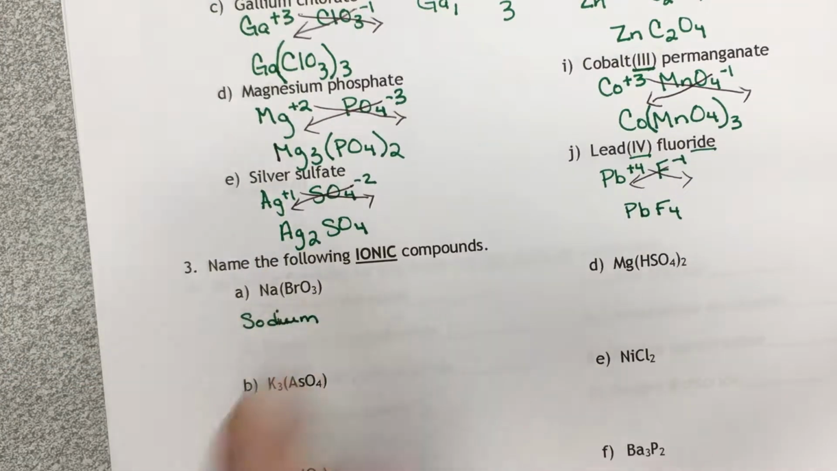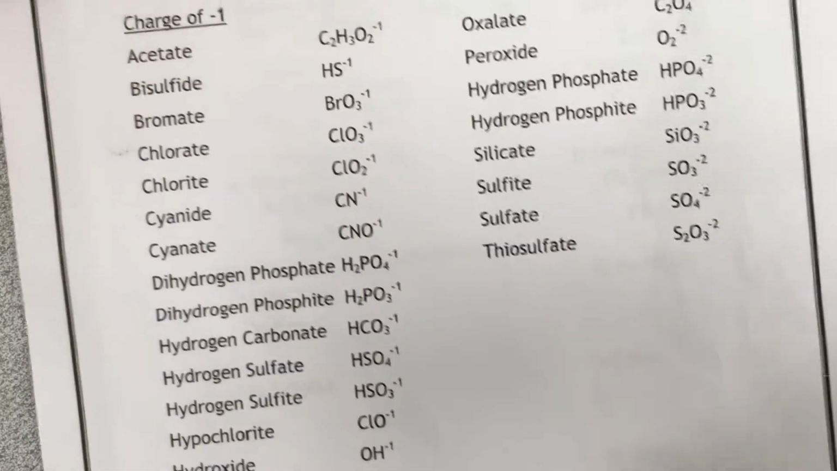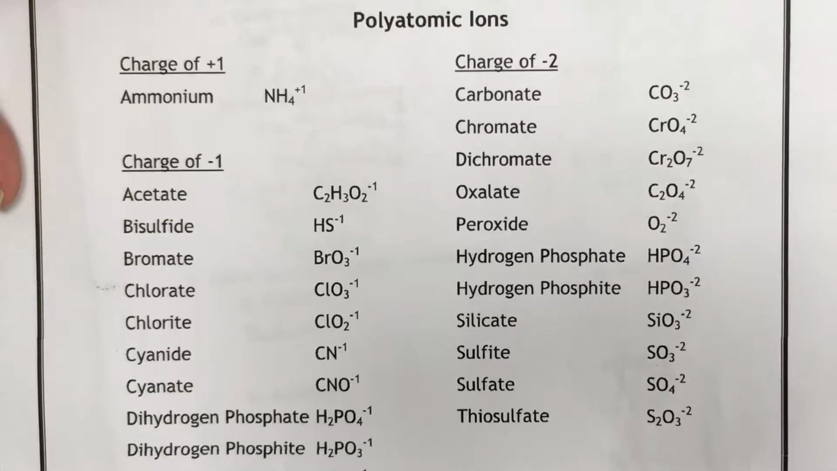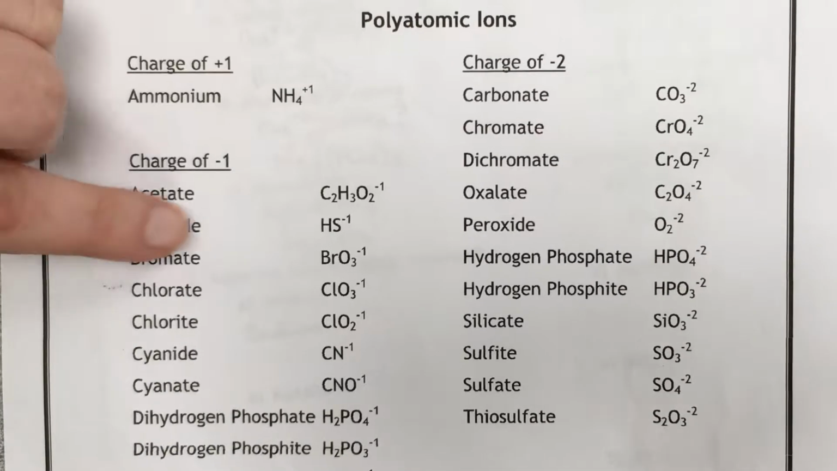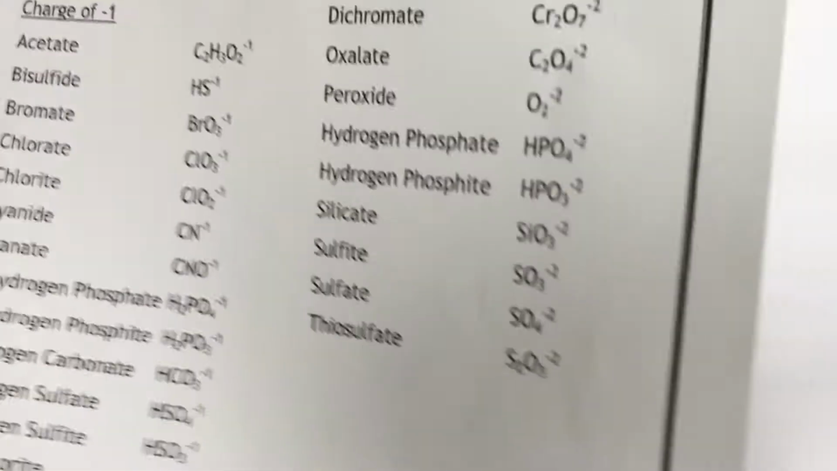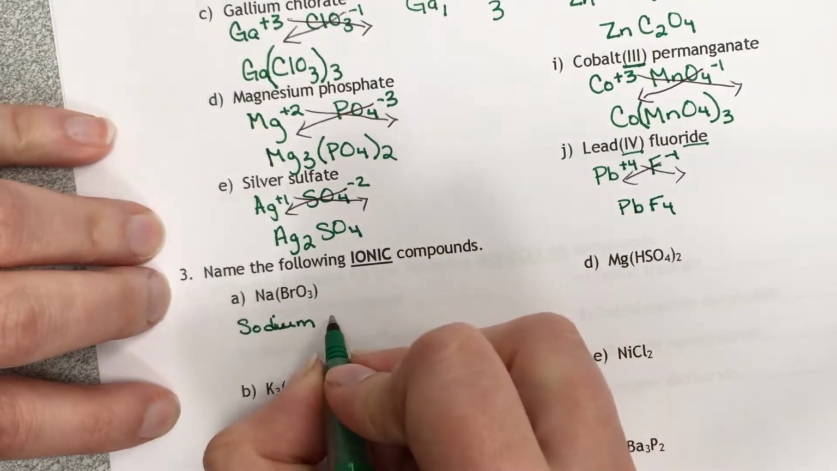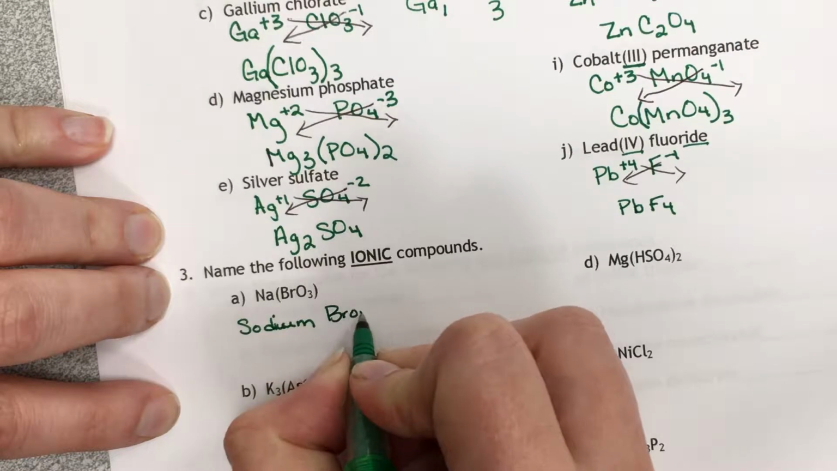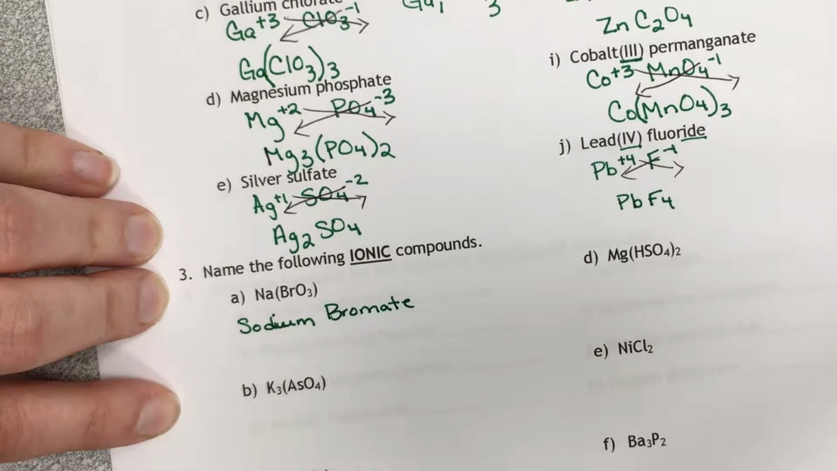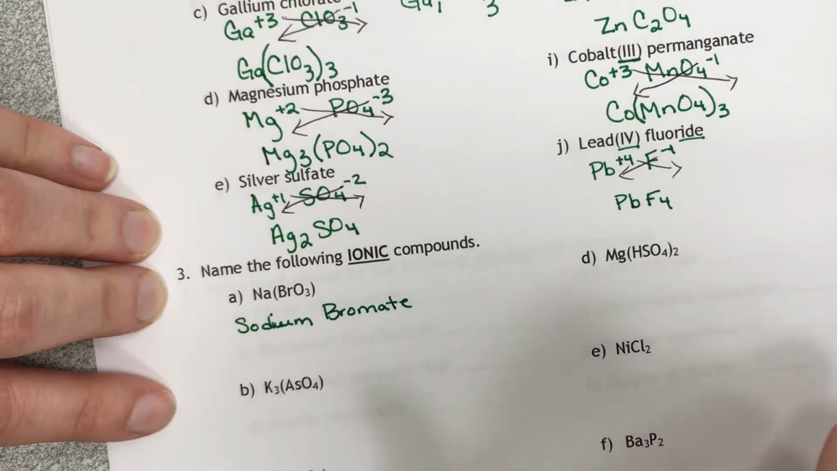And then BrO3, okay? BrO3 is a polyatomic ion. So you look on the polyatomic ions list. BrO3, here it is. It's bromate, okay? So BrO3, so sodium bromate. This is actually the easier version. That's it. That's its name, sodium bromate, okay?